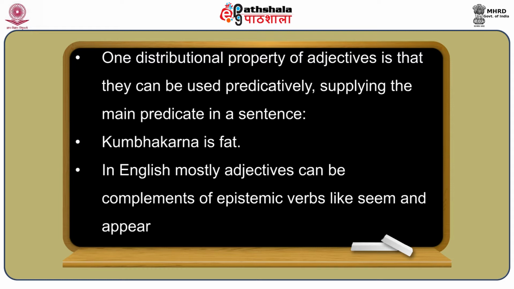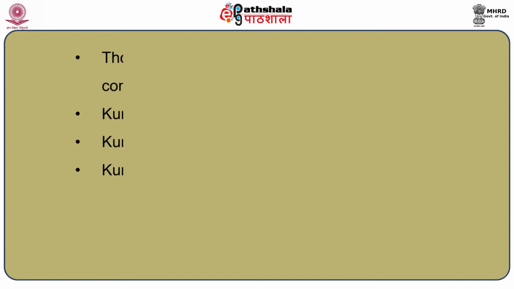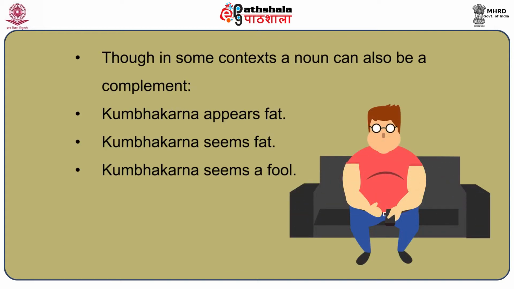In English, mostly adjectives can be complements of epistemic verbs like seem and appear, though in some contexts, a noun can also be a complement. Suppose I say, Kumbhakarna appears fat, Kumbhakarna seems fat, Kumbhakarna seems a fool. In the first two cases, it's the adjective that appears as the complement. In the last case, a noun phrase appears as the complement.